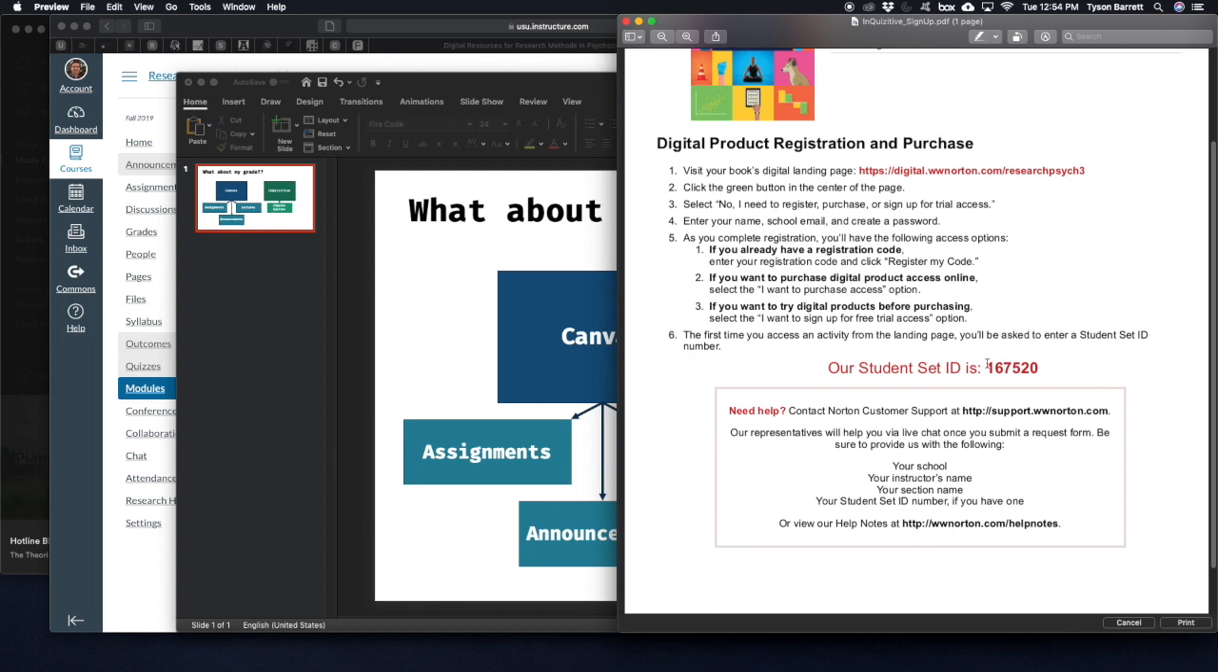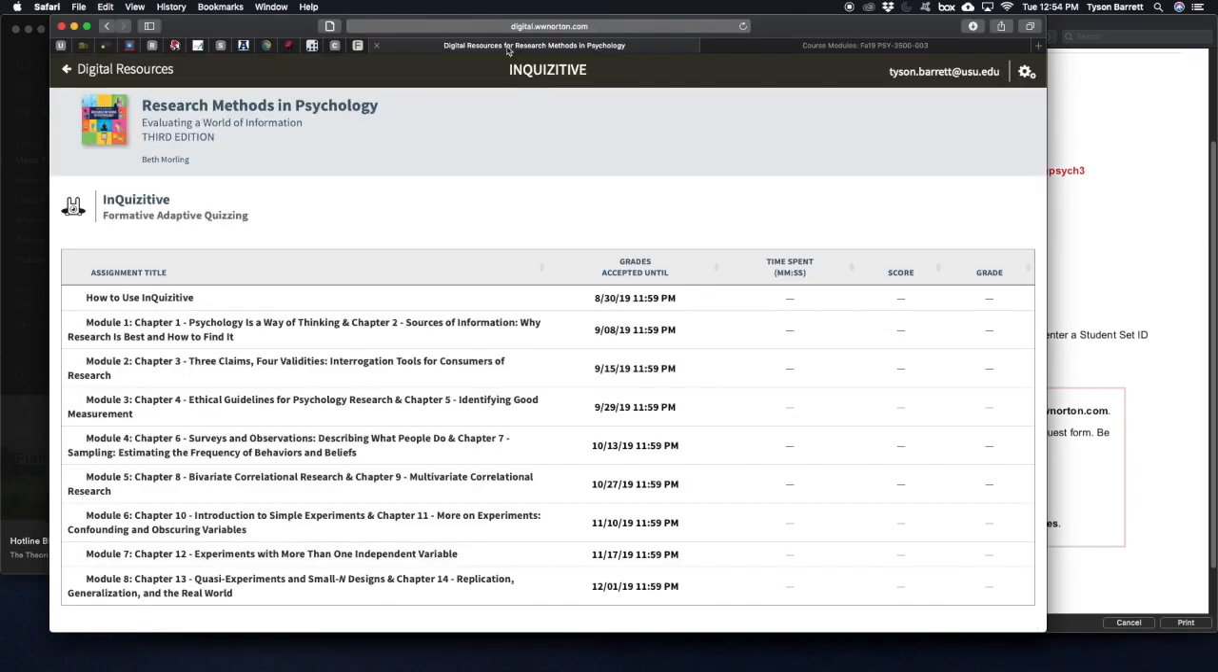Our student set ID is 167520. That will connect you to the right class. In there, it'll look like this. So this first one, how to use InQuizitive, you can try that out. It's not graded. Make sure you understand how things are working.